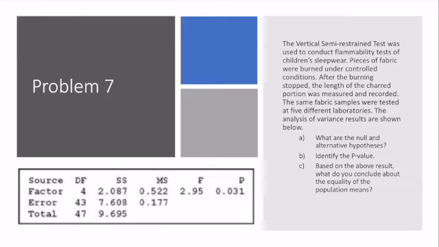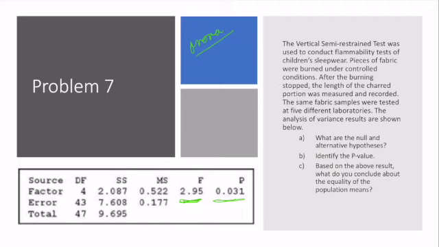Next, we're doing an ANOVA test. This is an example of an ANOVA. The vertical semi-restrained test was used to test the flammability of children's sleepwear. Pieces of fabric were burned, and after the burning was stopped, the length of the burnt portion was measured. We looked at the same fabric samples being tested in 5 different laboratories, and the analysis of variance is shown below. So I've got my p-value here, I've got my F.